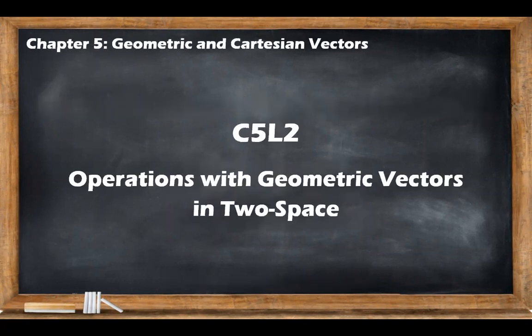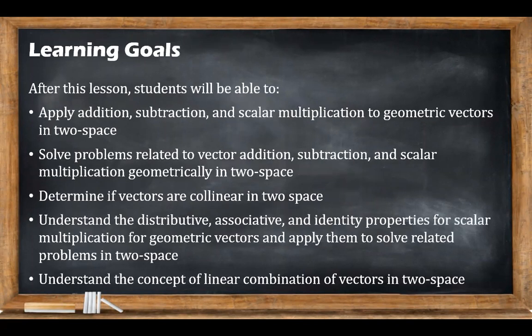Today, let's have a look at the second lesson of chapter 5. Today, we're going to talk about operations with geometric vectors in two space. Two space means two-dimensional space or 2D space. First, let's have a look at learning goals.